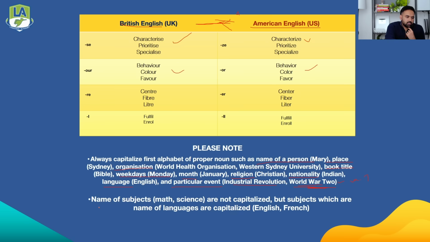A very important thing you all need to take care of: names of subjects are not capitalized, like maths and science, but names of subjects which are names of languages like French, English, Hindi, Urdu, Bangla will be capitalized. So you have to take care of this as well. That's all you have to do in summarize spoken text.